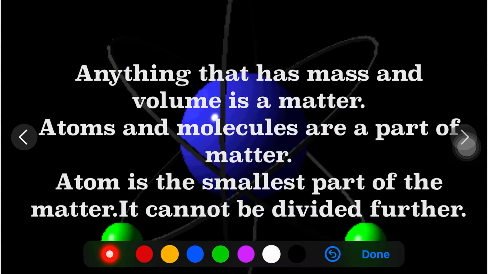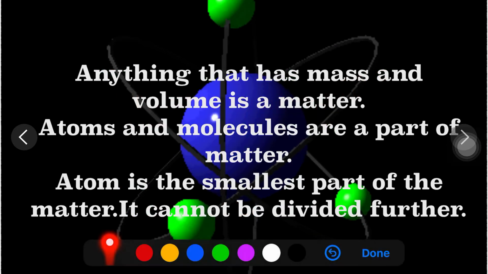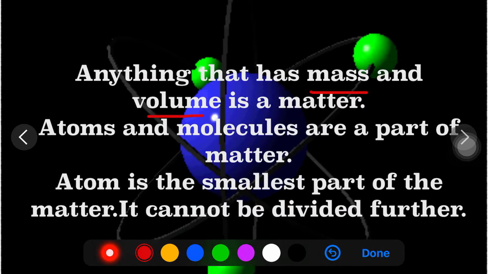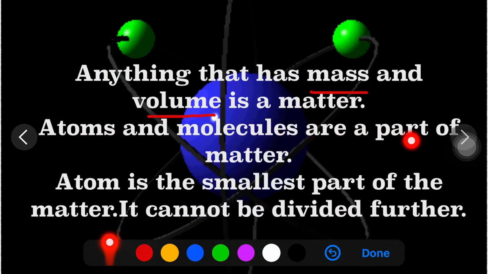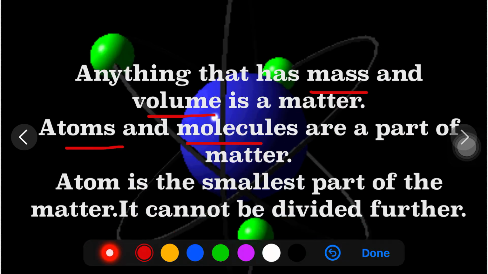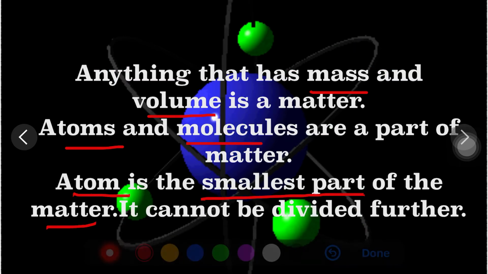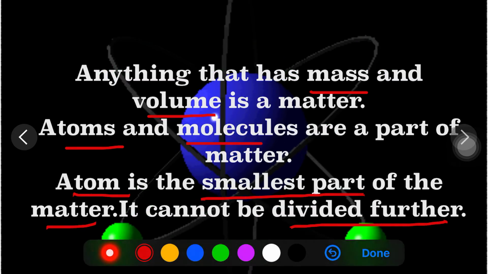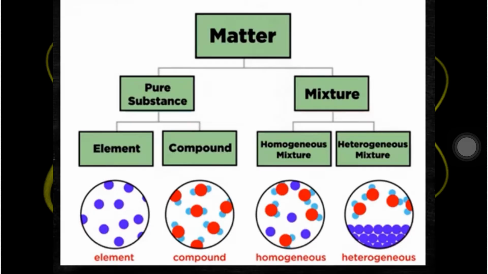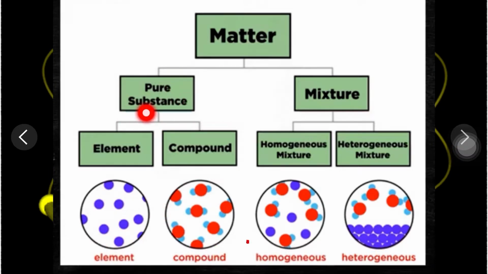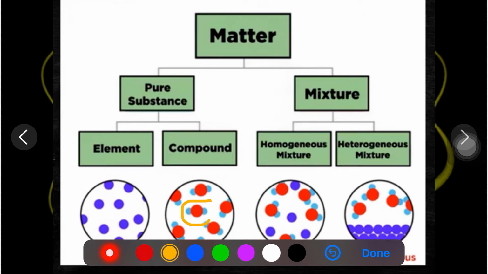So students, anything that has mass and volume is matter. मैटर के पास मास भी होगा और वॉल्यूम भी होगा. Atoms and molecules are a part of matter. Atom is the smallest part of matter. It cannot be divided further. As you can see on your left hand side, students, matter is divided into pure substances. Again, pure substance is divided into element and compound. Element is made up of atoms and compound is made up of more than one kind of element.